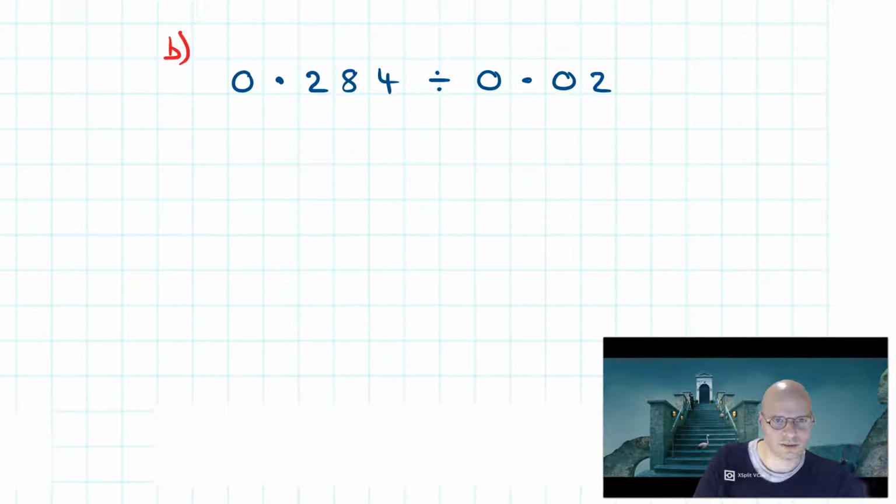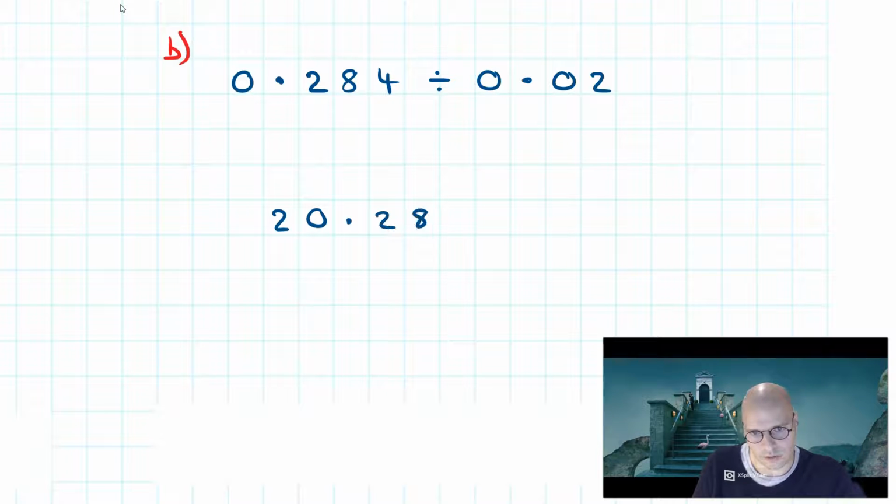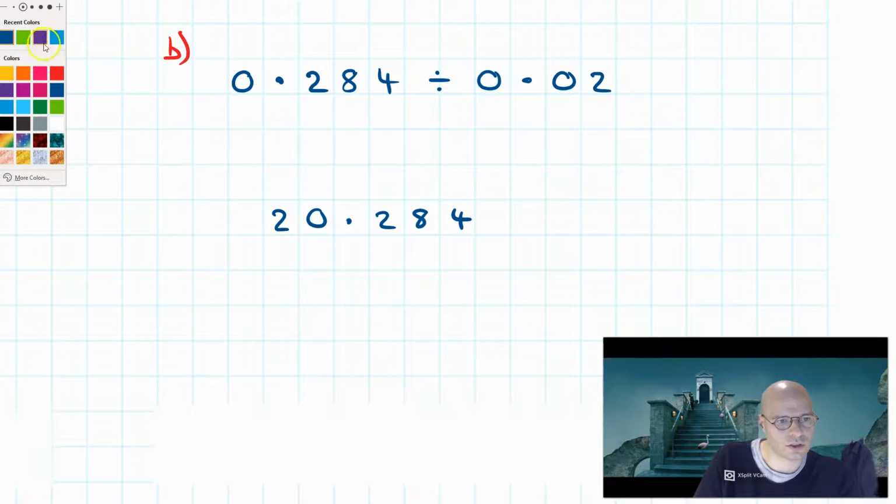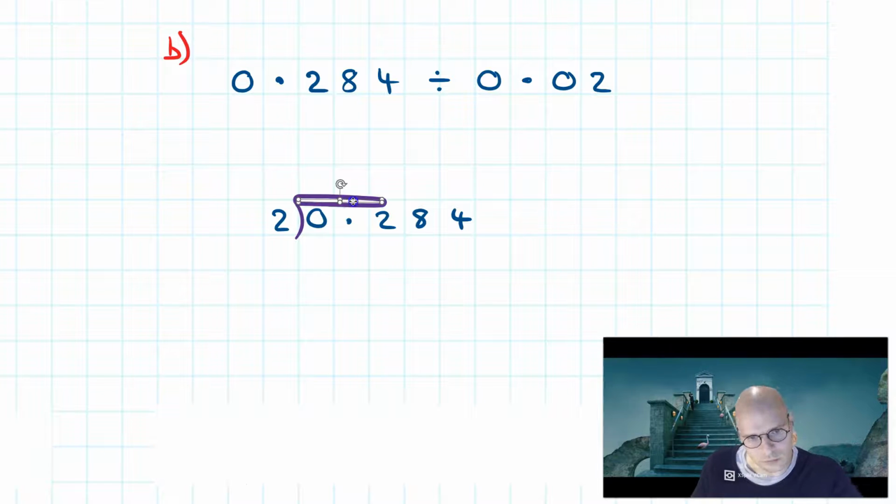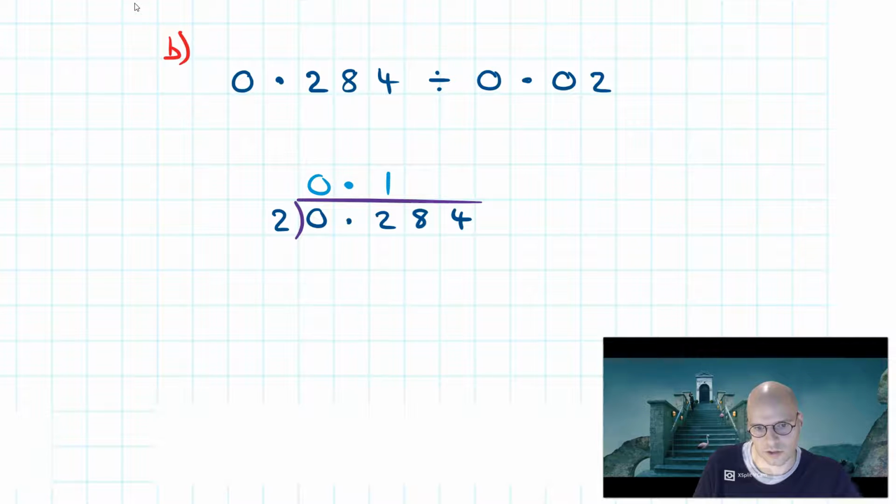Performing the division on this, we again pretend that the divisor is in fact a whole number, so we write that as 2. Then our dividend, we write it as 0.284, showing that we're going for division. Alright, 2 into 0 goes 0 times, decimal point goes up, 2 into 2 goes once, 2 into 8 goes 4 times, and 2 into 4 goes twice.